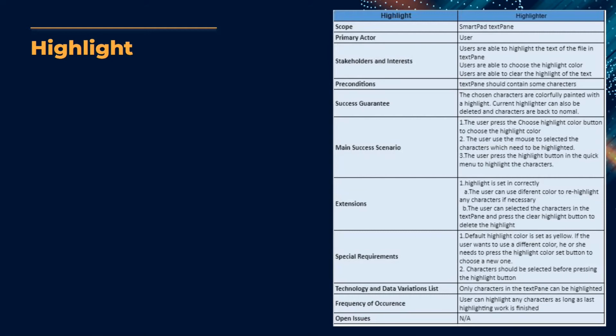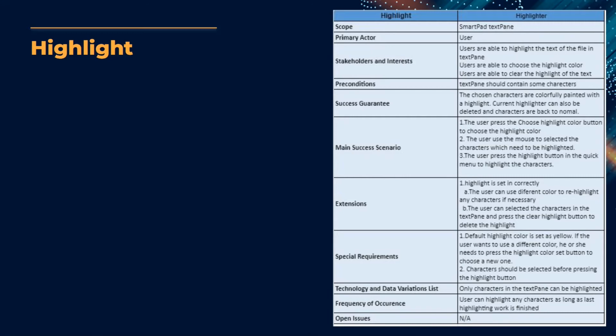For the preconditions, the text pane should contain some characters to apply the highlighter. For the success guarantees, the chosen characters are colorfully painted with a highlight. Current highlights can also be deleted, and the characters are back to normal.